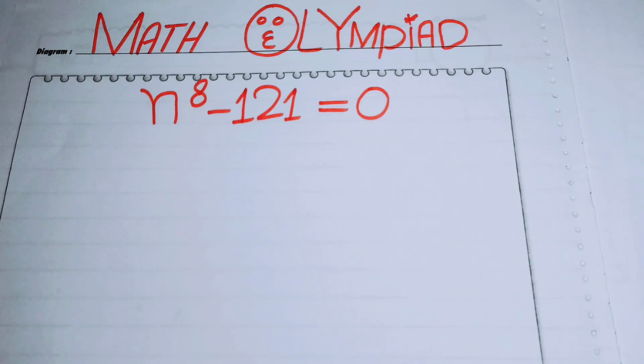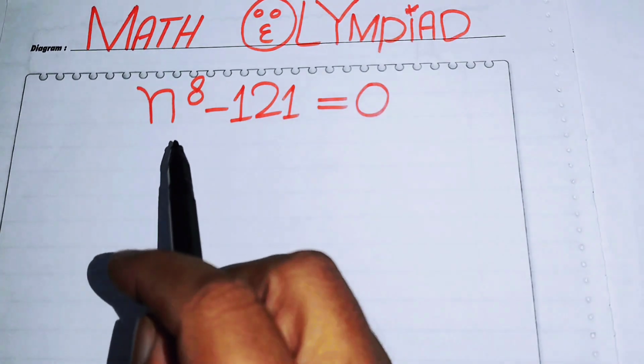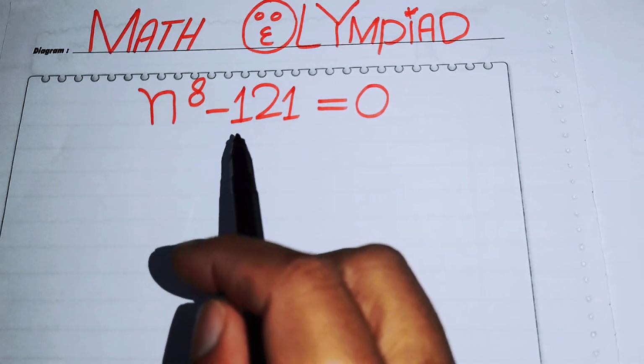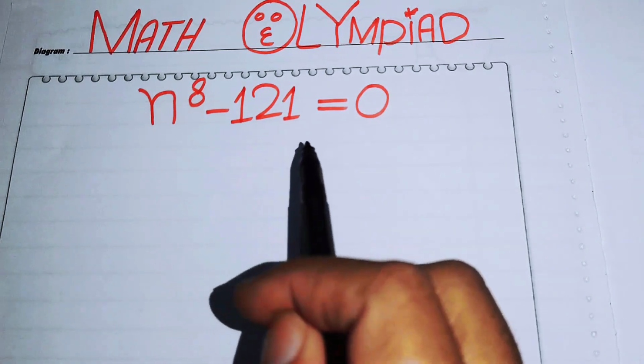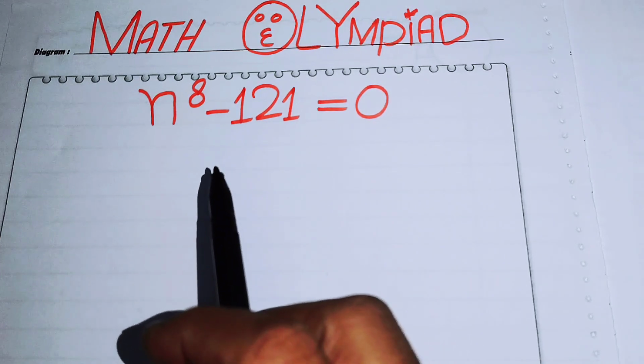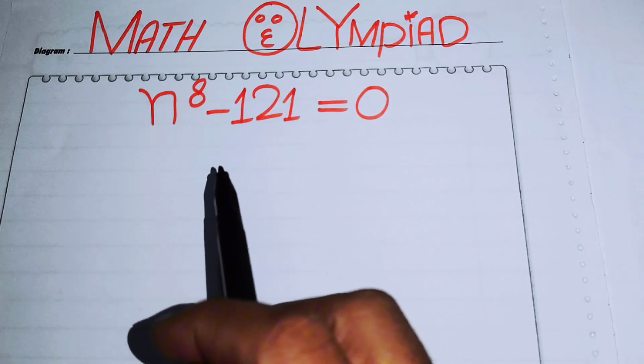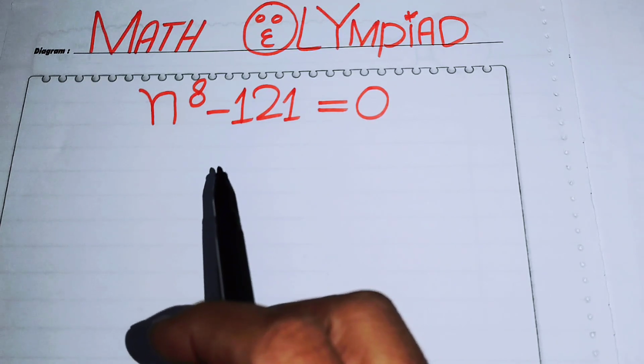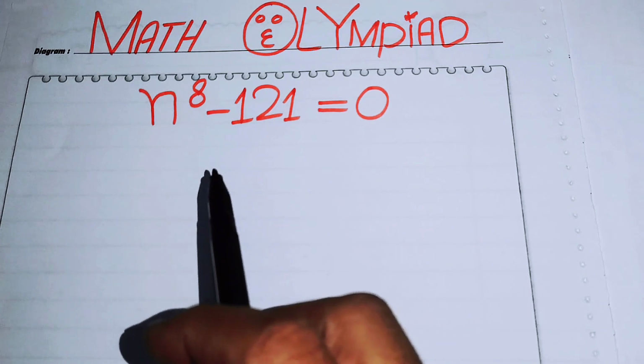In this video we are going to solve this nice algebra problem, and here we have n to the power of 8 minus 121 equals 0, and we will solve this problem for the values of n. So in this problem we will find all the roots, or all the 8 roots, of this equation.